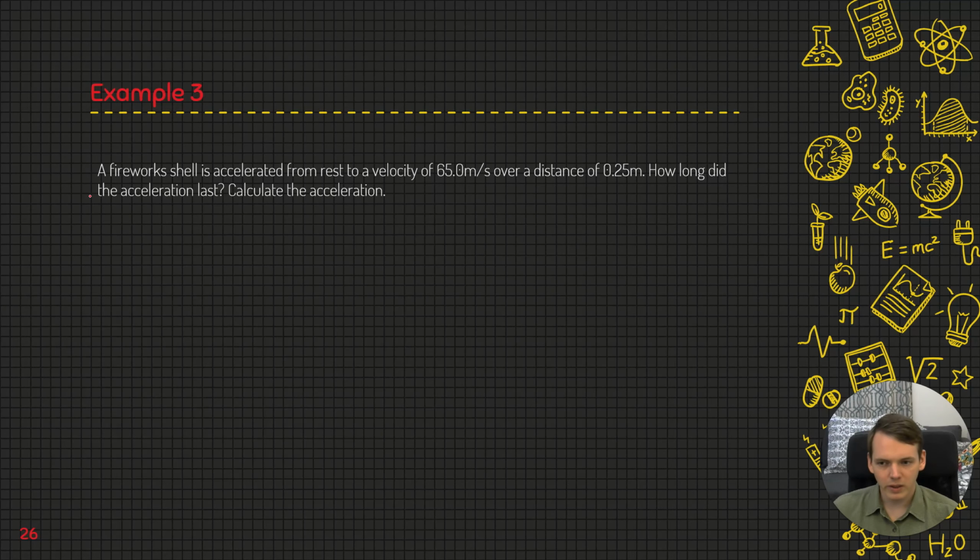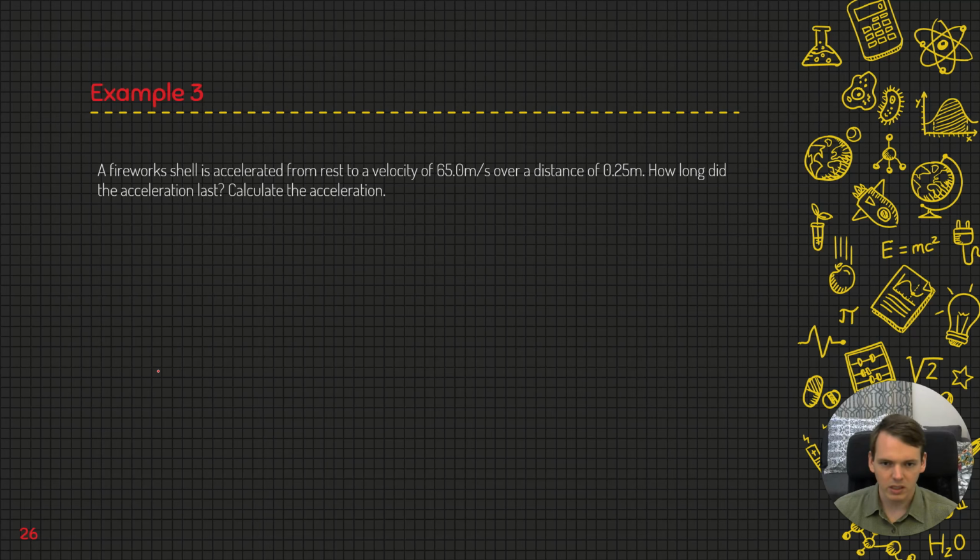All right, we've got one last example here, and it's got kind of a lot of elements to it. A fireworks shell is accelerated from rest to a velocity of 65 meters per second over a distance of 0.25 meters. How long did the acceleration last? Calculate that acceleration.